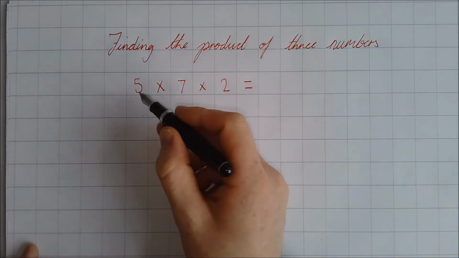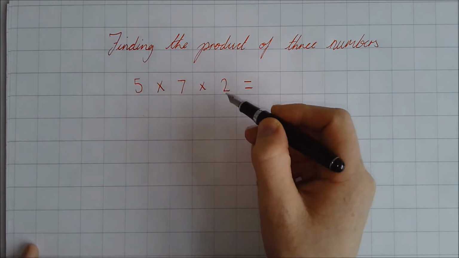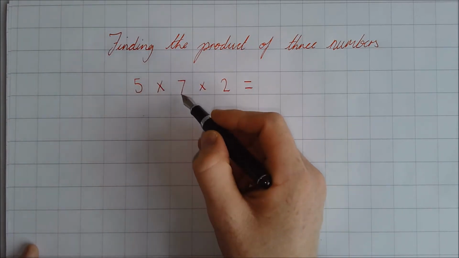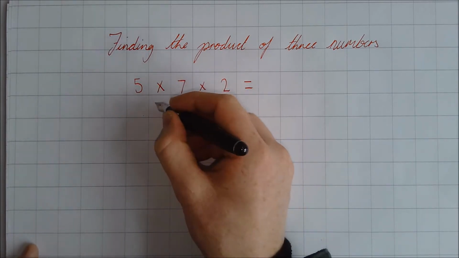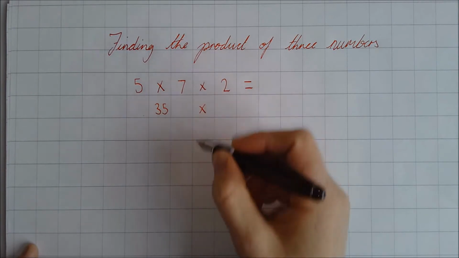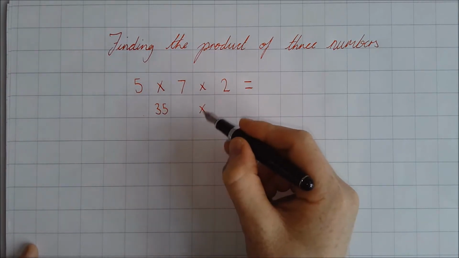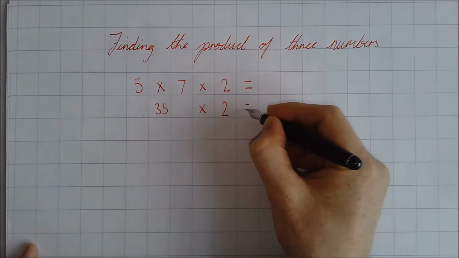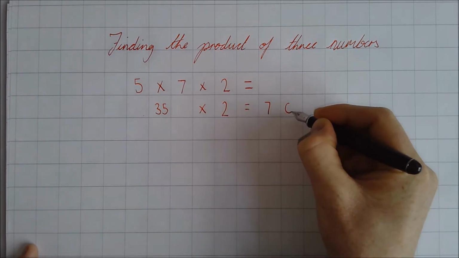So first of all, let's do 5 times 7 times 2, and let's do it in the order in which it's written. 5 multiplied by 7 is 35. I'm just going to write this underneath to help me. 35 multiplied by 2 is 70.